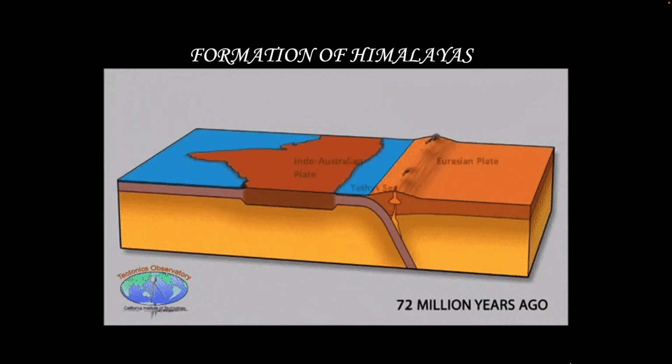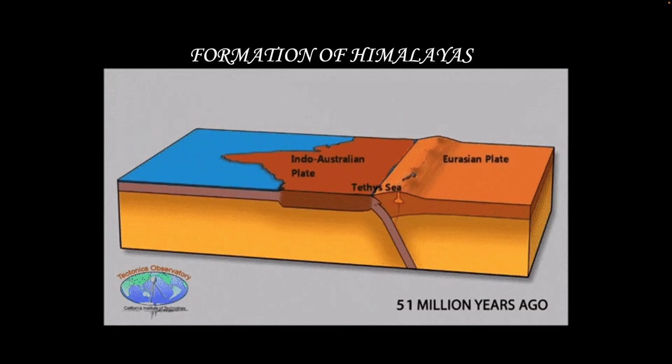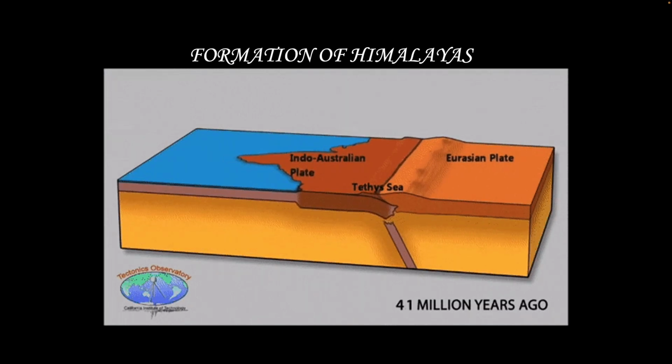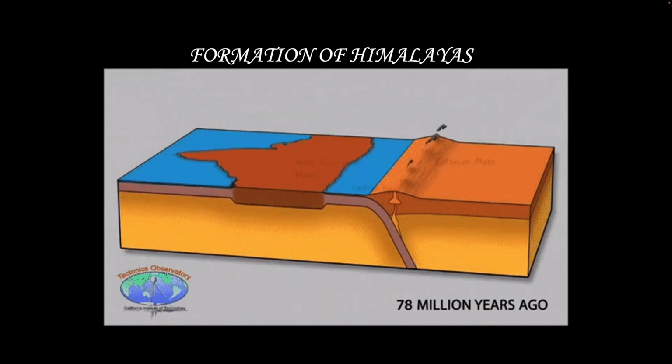Now, we can move to the most important and comprehensive session, the Himalayan region. Let's see the formation of the youngest fold mountain system in the world, the Himalayas. The Himalayan mountain range was formed a few million years ago due to the collision of two tectonic plates, namely the Eurasian plate and the Indo-Australian plate.